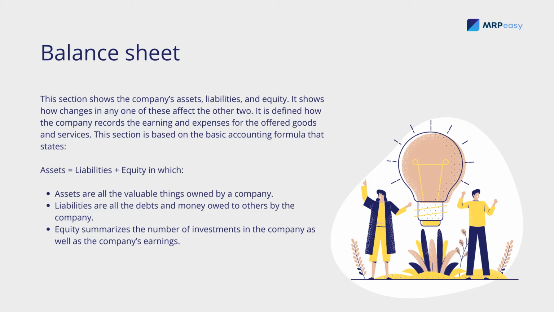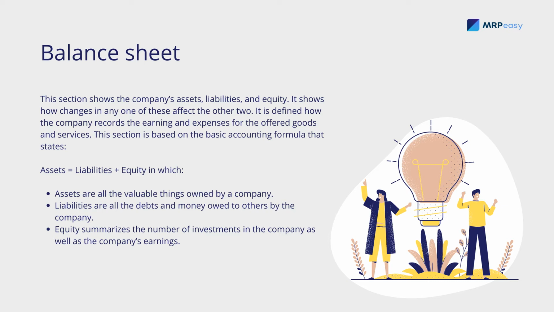Balance sheet. This section shows the company's assets, liabilities, and equity. It shows how changes in any one of these affect the other two. It defines how the company records the earnings and expenses of the offered goods and services.